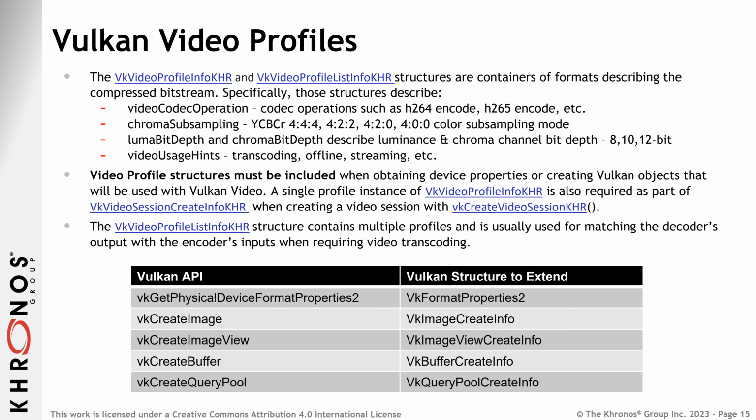The VkVideoProfileListInfo describes a collection of video profiles and is intended to be used for applications targeting transcoding. The plural version of this structure helps with the matching of the decoder output and encoder's input formats and image resources. When doing transcoding, we want the images that are used as an output to a decoder to be compatible with the images used as input to the encoders.